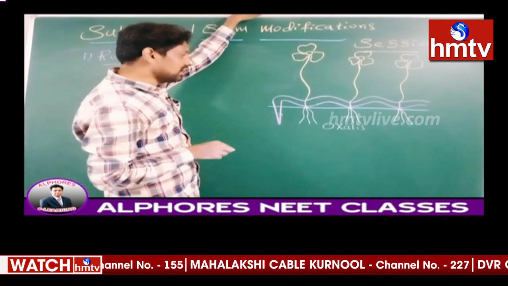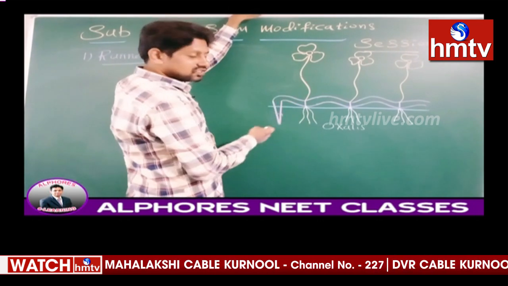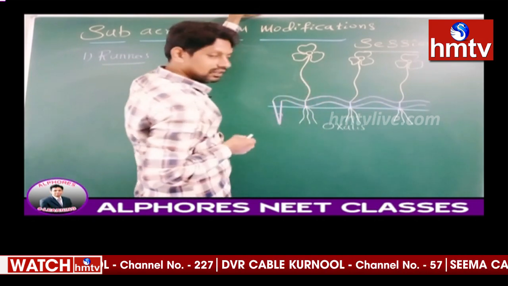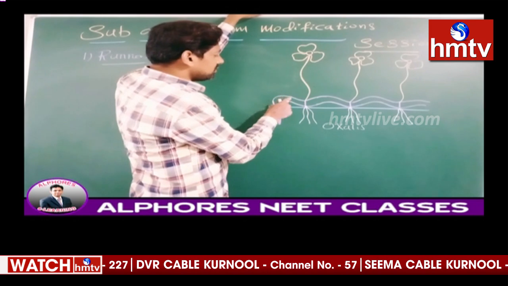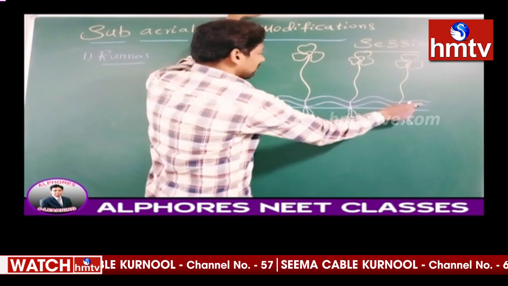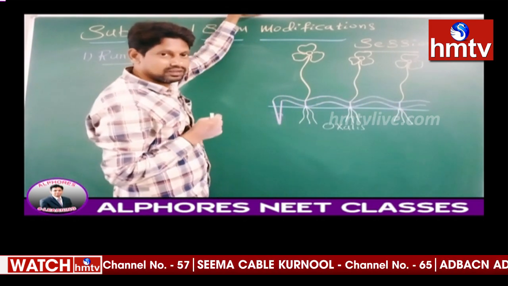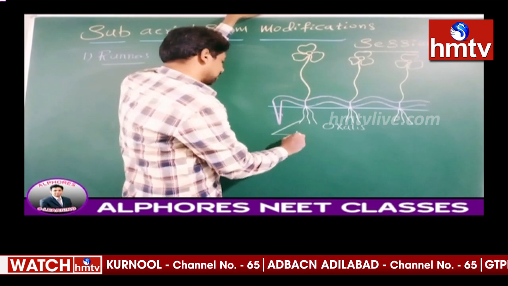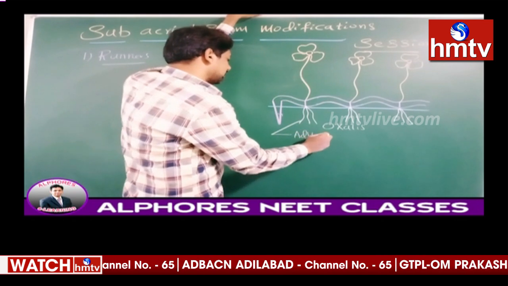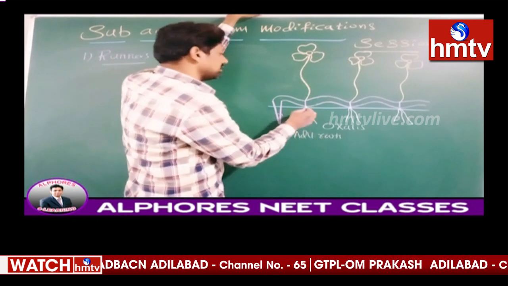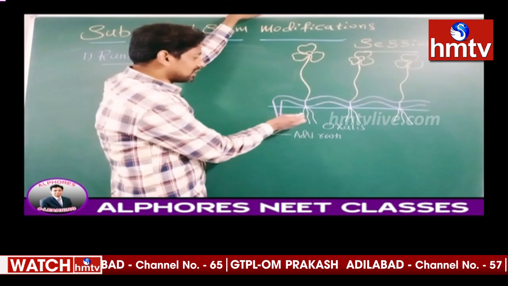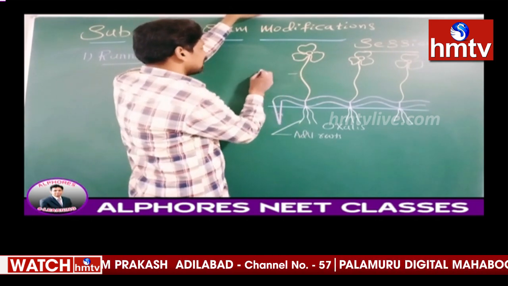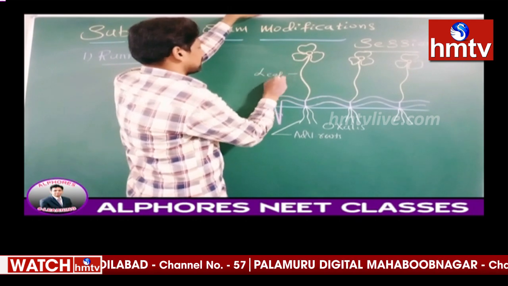Here the stem is weak. See the stem? The stem is weak, so it is creeping on the surface of the soil. This weak stem bears adventitious roots on its lower surface and bears a leaf on its upper surface.